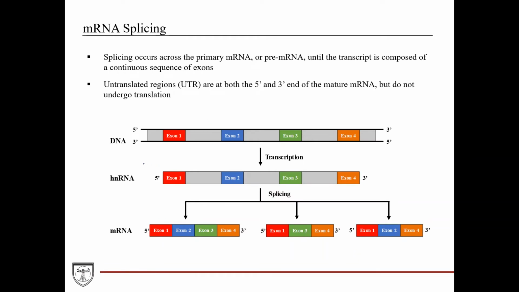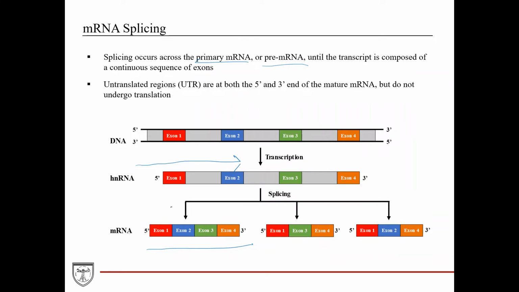So splicing continues to occur across the hnRNA, also known as the primary mRNA or the pre-mRNA. Pre meaning you're not at the mature point yet, until the transcript is composed of a continuous sequence of exons, as we show here. We've mentioned this before, but just to remind you, the untranslated regions, or UTRs, are at both the 5' and the 3' end of the mature mRNA. So they actually make it all the way down to the mature mRNA.